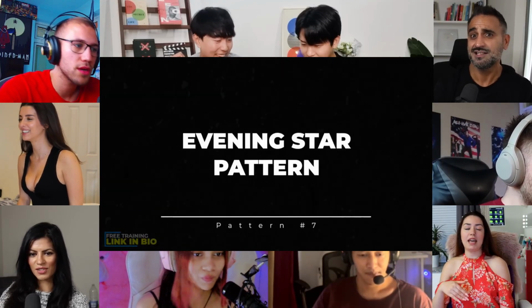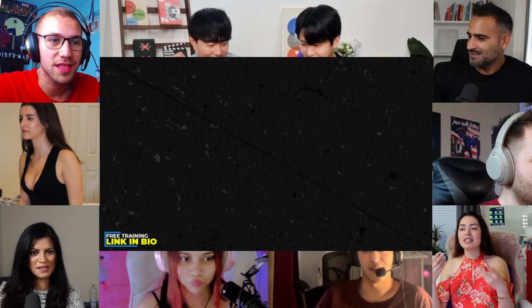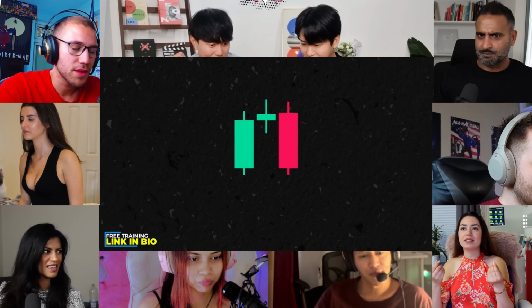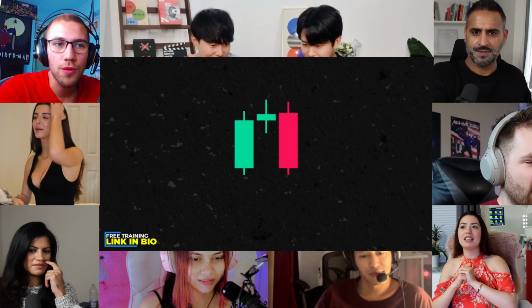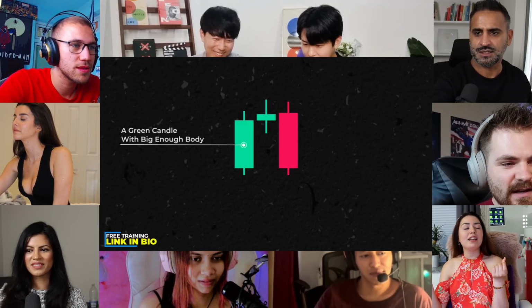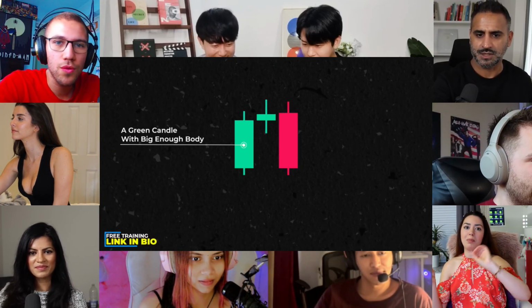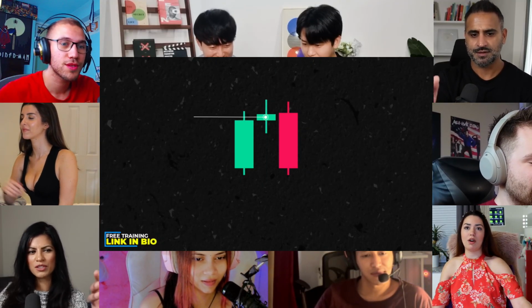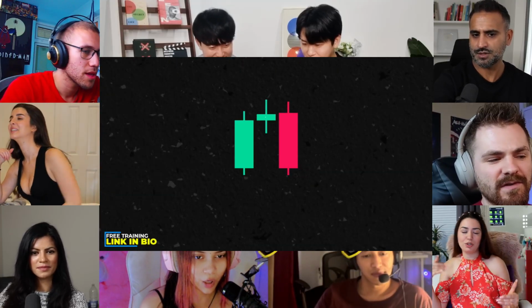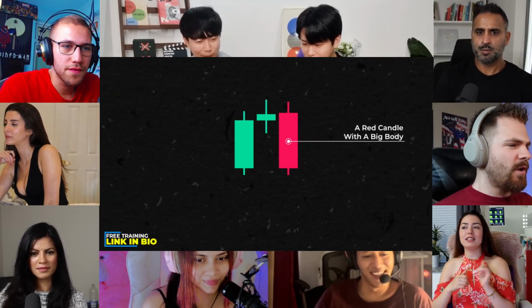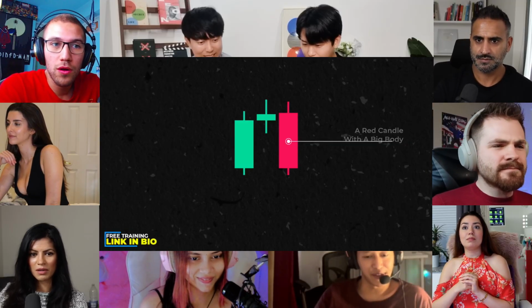Pattern number 7, Evening Star Pattern. The Evening Star Pattern is the complete opposite of the Morning Star Pattern. Here we have a 3-candle pattern where the first candle is a green candle with a considerably big body. Then we have a small doji candle with a very small body. And finally, we have a red candle with a big body.